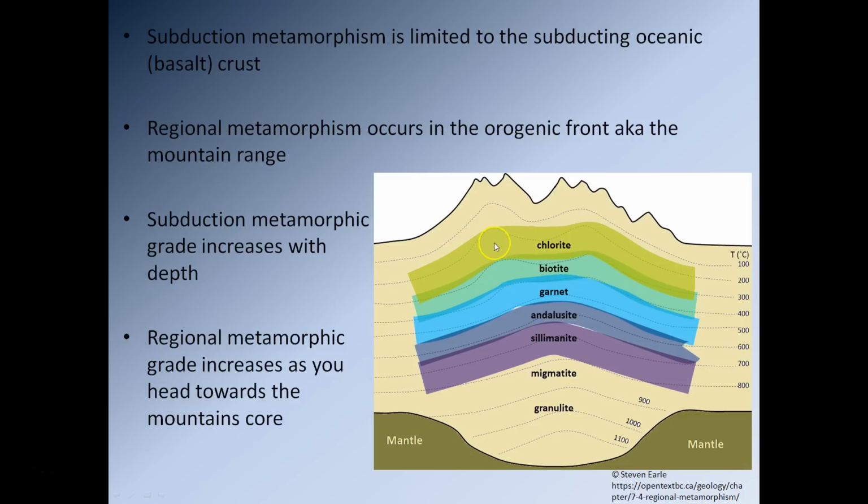Okay, so as you move from chlorite to biotite, the chlorite disappears and it's replaced by biotite. As you move from biotite to garnet, the biotite disappears, it's replaced by garnet. As you move from garnet to andalusite, the garnet disappears, it's replaced by andalusite. As you move from andalusite to sillimanite, the andalusite disappears and it's replaced by sillimanite. So each of these bands has its own distinct mineralogy, which is a reflection of the pressure and temperature.